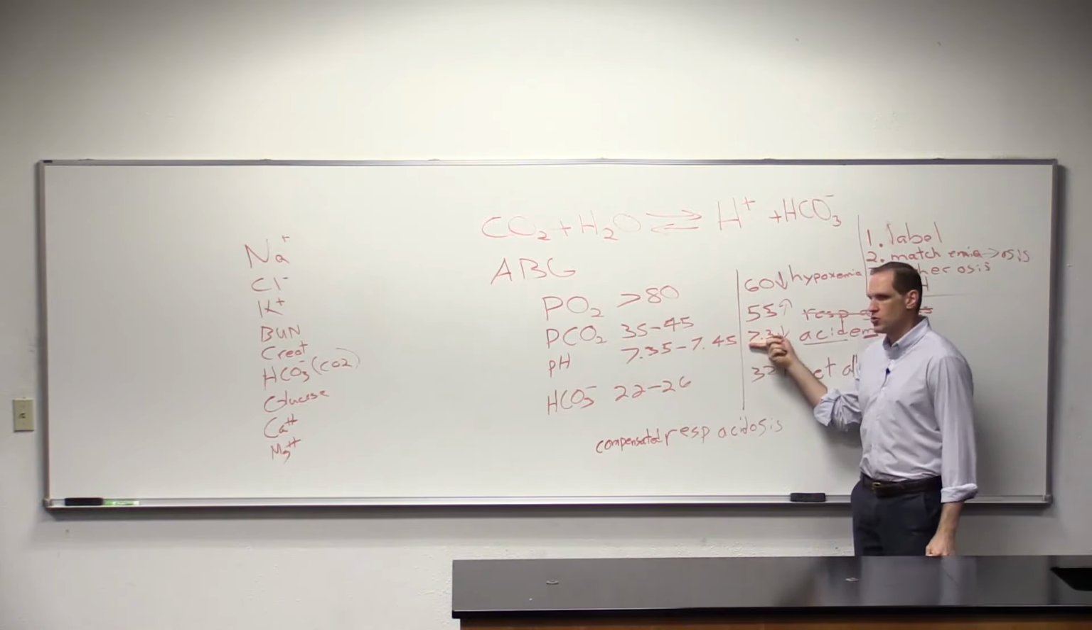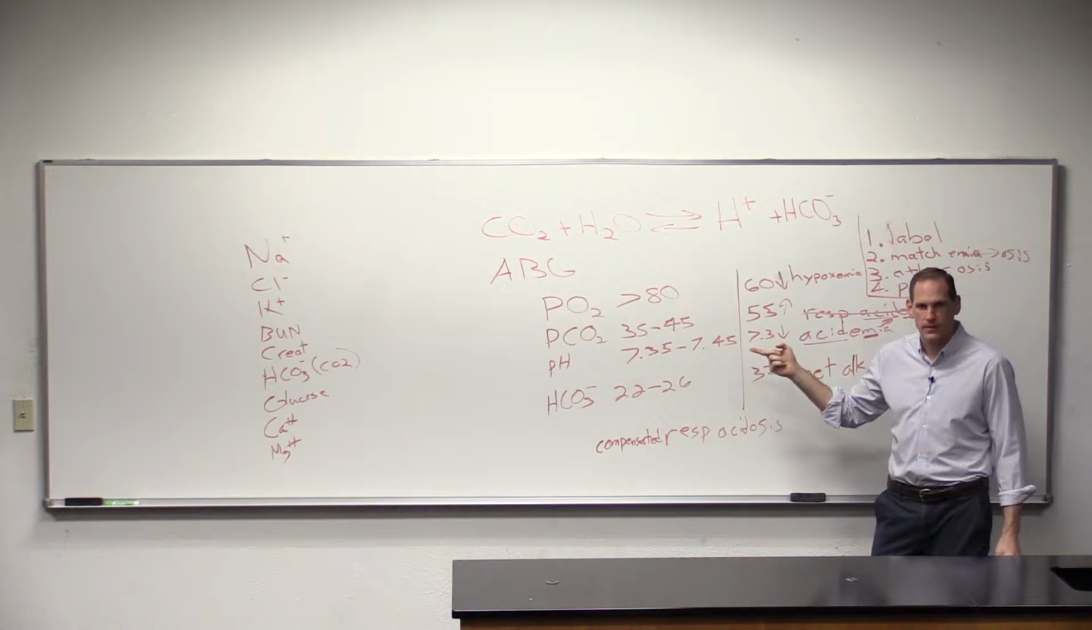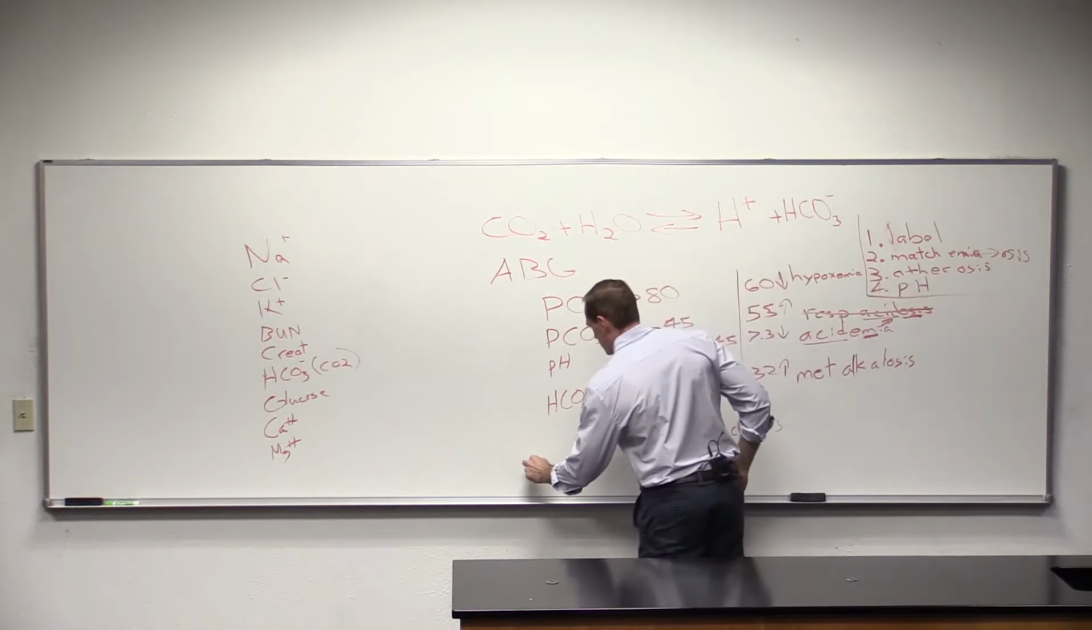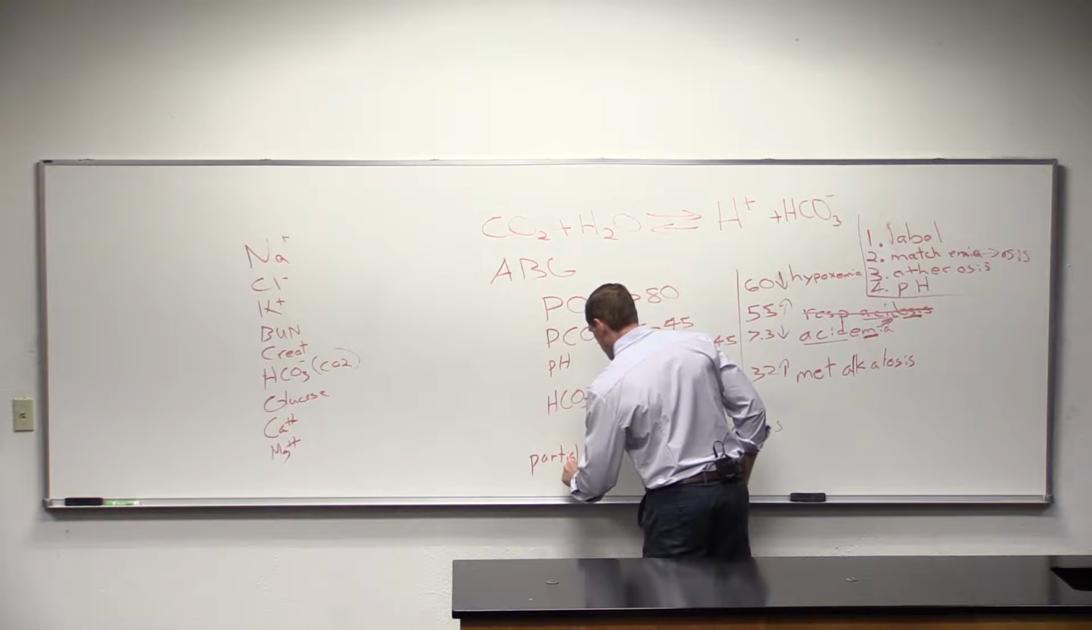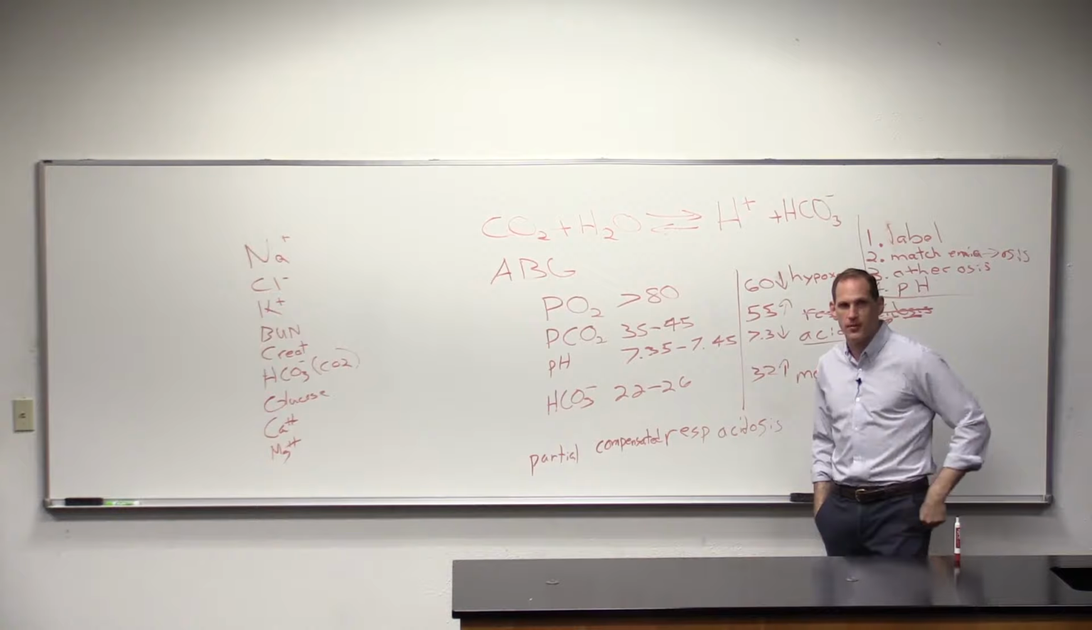Now, step number 4, we look at the pH. Is the pH within the normal levels or not? No. So is it partial or complete? Partial. It's only partial. So it would be complete if the pH was in normal range. Yeah, we'll do that in just a moment.